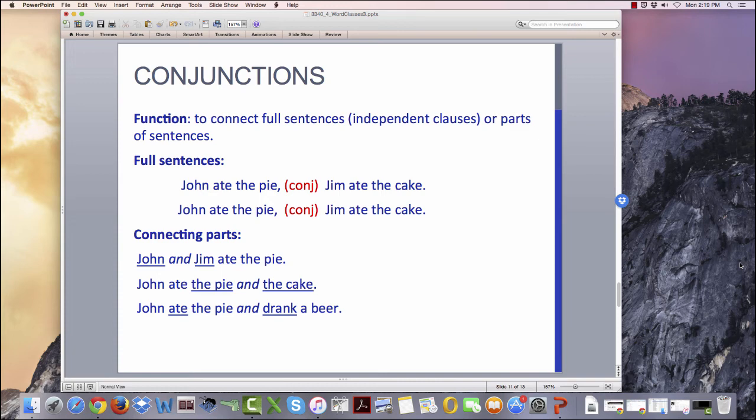But conjunctions, as you'll see in the bottom part, can also connect parts of the sentence. So John and Jim ate the pie. So here we're connecting two nouns. John ate the pie and the cake. John ate the pie and drank a beer. In that last sentence, there is no comma because there's only one independent clause.